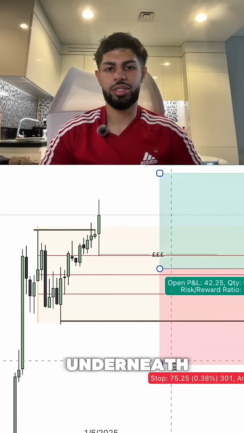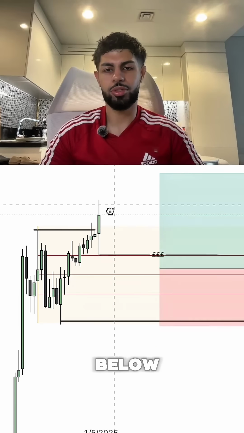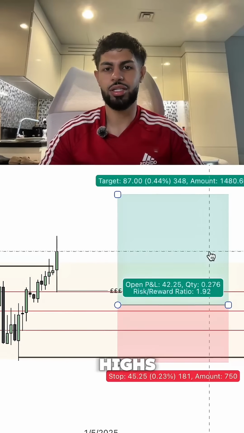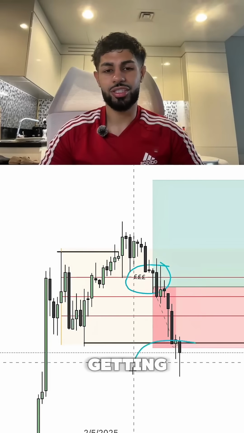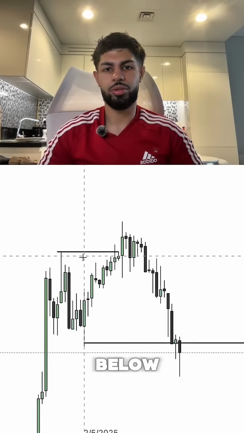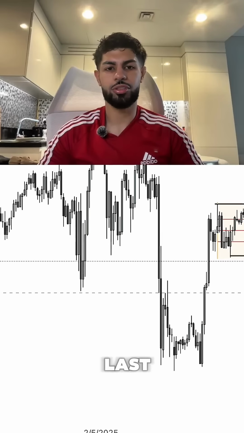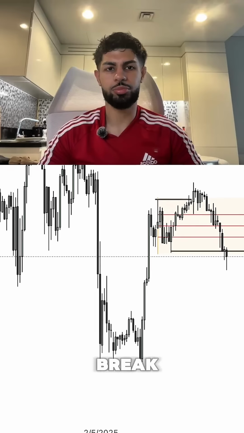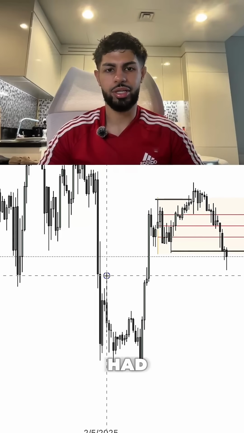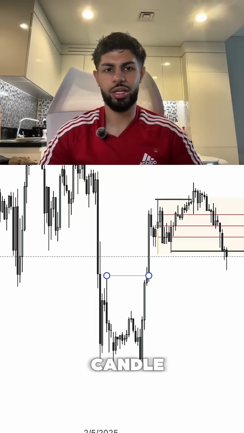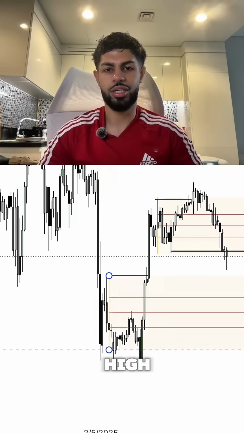If I enter underneath this liquidity sweep, stop loss below the zone and target higher highs, why do I end up just getting wrecked? The thing is, right, below your zone that we found, always look for the last break of structure before that. The last break of structure before that is when we had this high and we candle closed above it, giving us a zone from this high to this low.